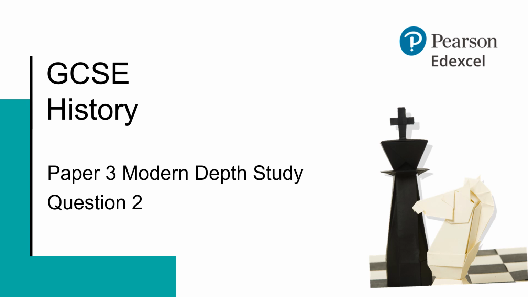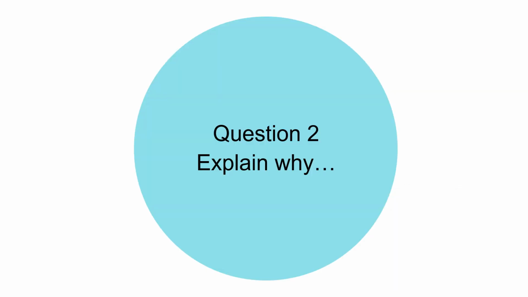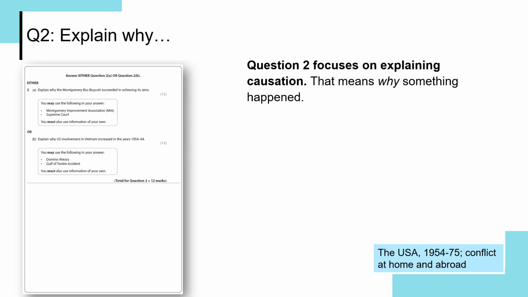Welcome to the student walkthrough video for GCSE History, Paper 3, Question 2. We will look at how the question is constructed, how to answer it, and tips on what makes a good answer. We have other videos available for this paper as a whole and also for each question in detail.